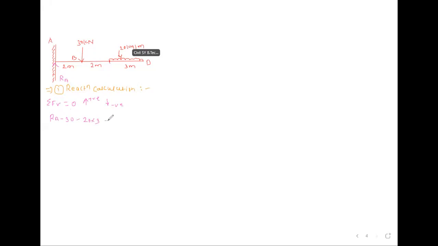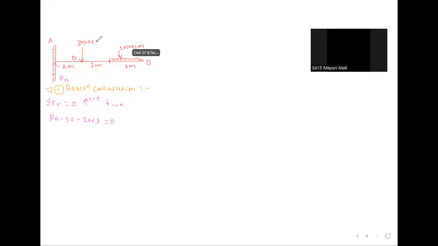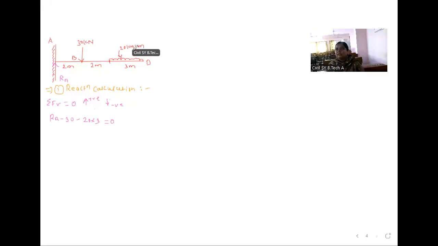Why have I multiplied by 3 here? We have to convert this UDL to a point load. Now we will calculate Ra, which is equal to 30 plus 60. So Ra is equal to how much? 90 kilonewton.